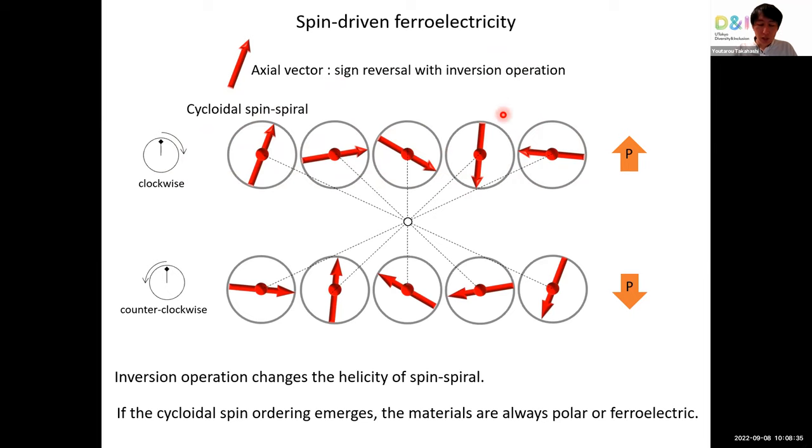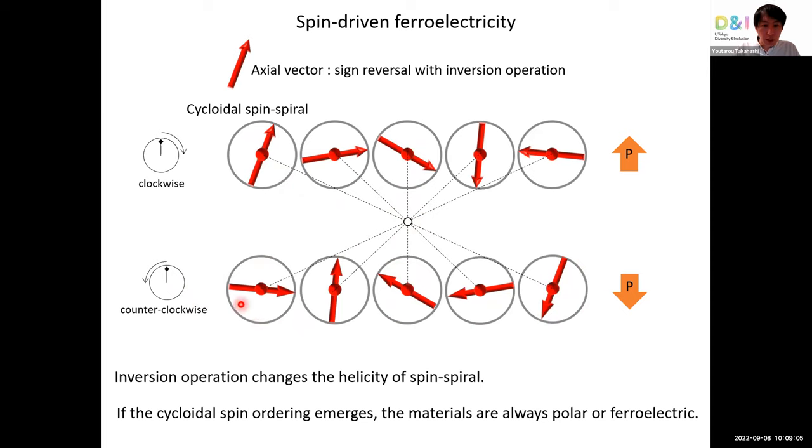Now I assume the inversion center here and do the inversion operation, okay? So in this case, this spin site moves to this one, and simultaneously, the magnetic moment is reversed. For example, this top spin turns into this down spin. Okay, so you can see here the resulting spin structures.